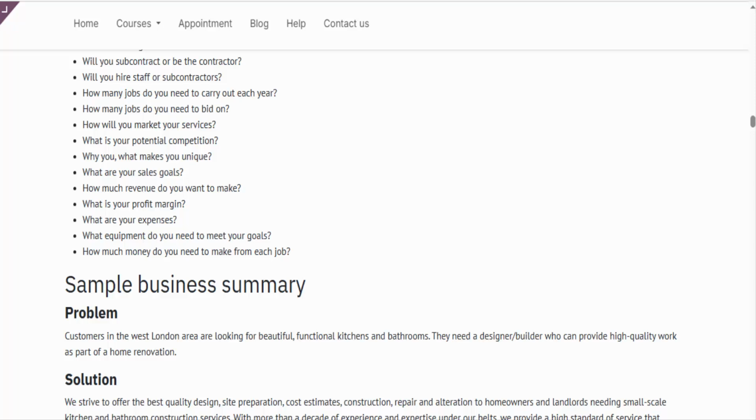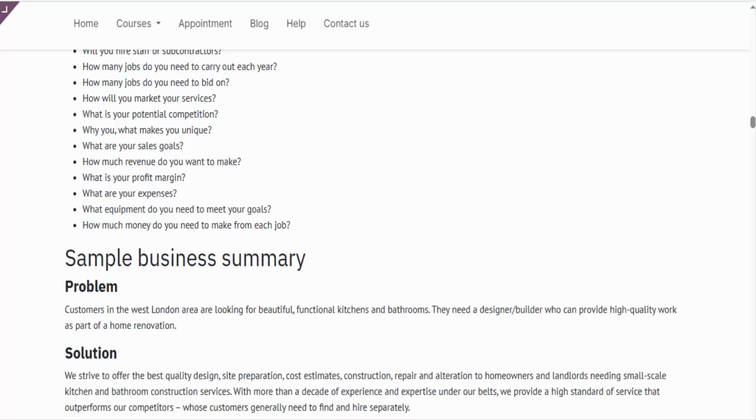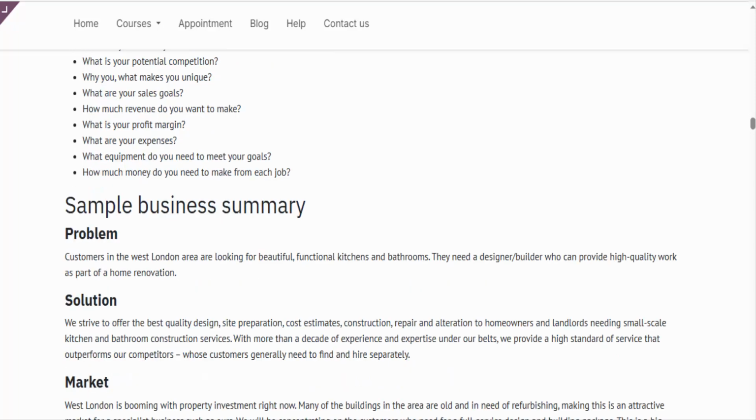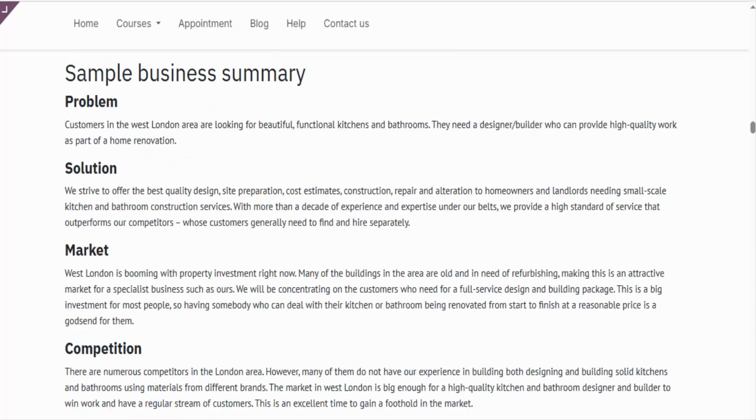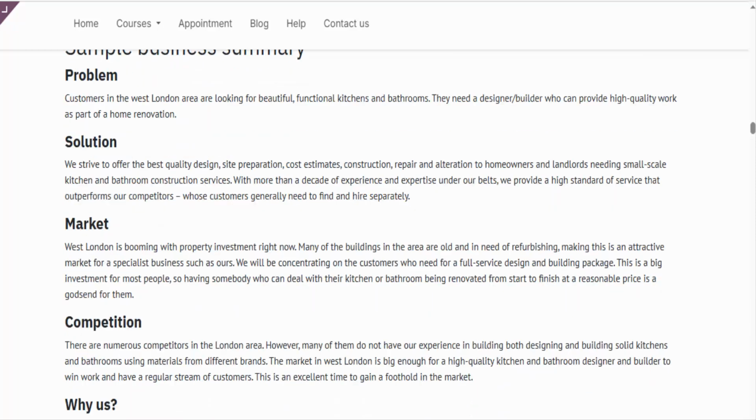Sample business summary. Problem: Customers in the West London area are looking for beautiful, functional kitchens and bathrooms. They need a designer-builder who can provide high-quality work as part of a home renovation. Solution: We strive to offer the best quality design, site preparation, cost estimates, construction, repair and alteration to homeowners and landlords needing small-scale kitchen and bathroom construction services.